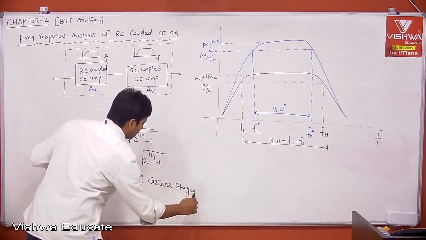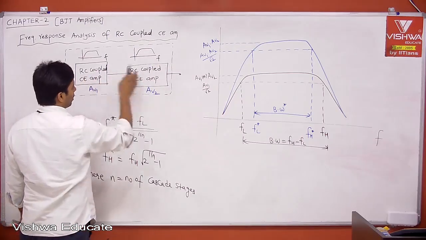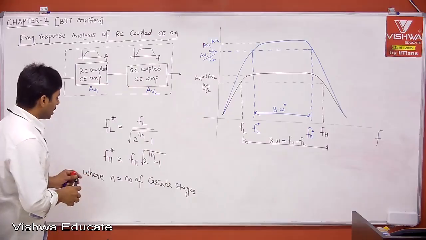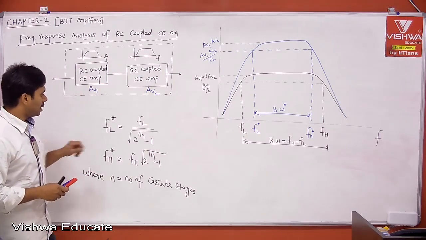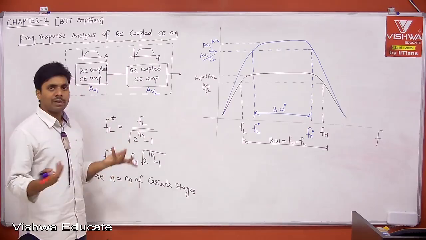What do you mean by cascade stages? The output of the first stage is the input to the next stage. Therefore, they are in cascade, or in series, from input to output. Let us say n is equal to 1, which means a single stage. Then 2 to the power 1, by 1, 2, 2 minus 1, 1. Therefore, FL star is nothing but FL.